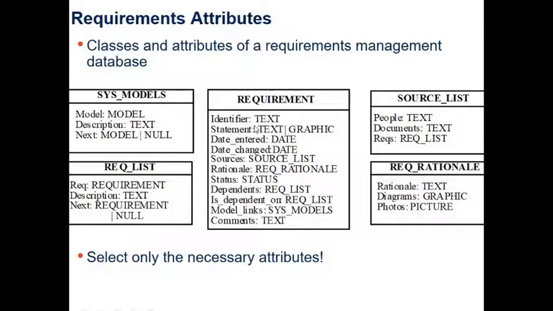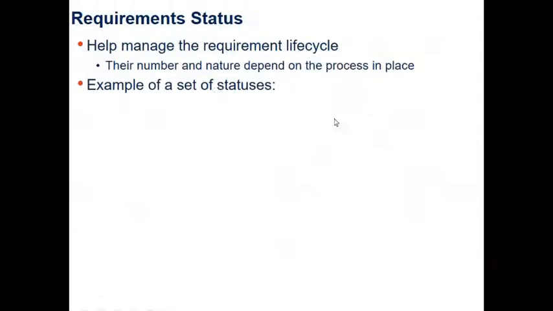Right. So, for example, you have this requirements list entity here, and the entries here would be the dependents that are associated with each requirement. Right, what about requirement status? These help manage the requirement life cycle. Their number and nature depend on the process in place.